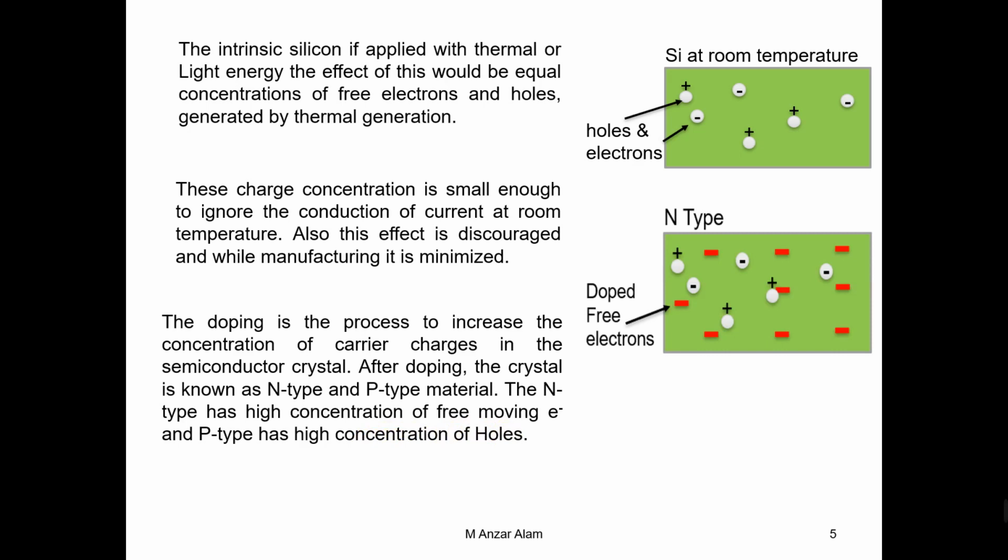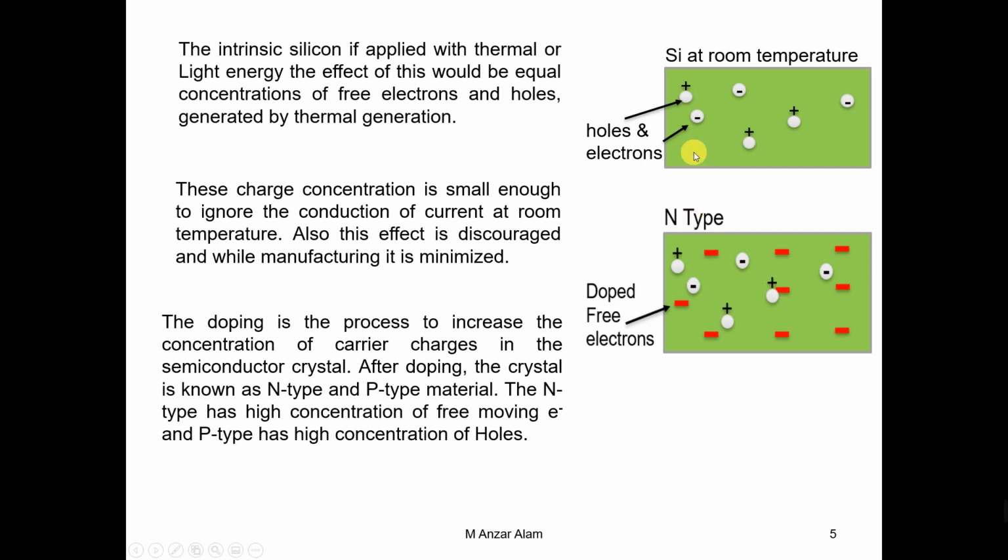So if we dope, for example, this N-type silicon, it means the phosphorus atom has been added, doped inside this crystal, so there will be free electrons. So, doped free electrons, this minus. Remember the difference between this one and the previous one. This red negative sign is used to represent the doped free electrons. So all these minus signs are the free electrons, but these are the holes.